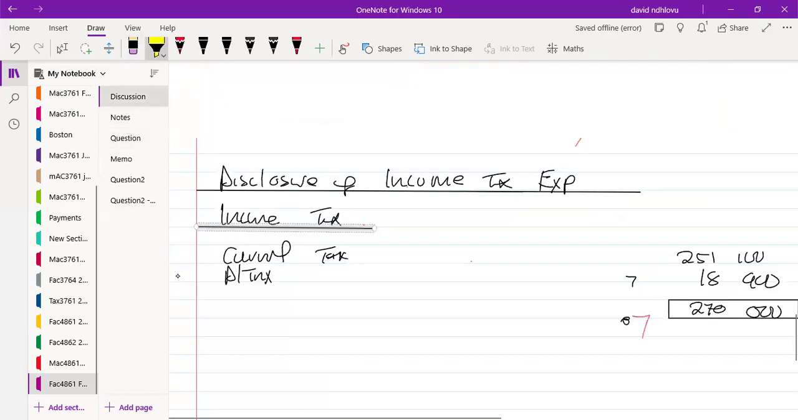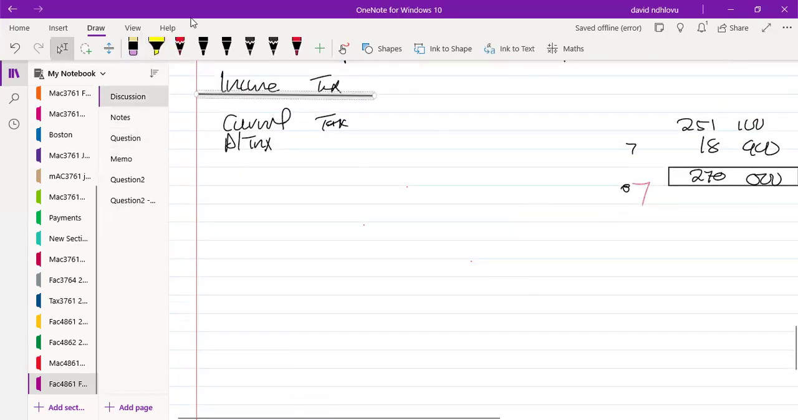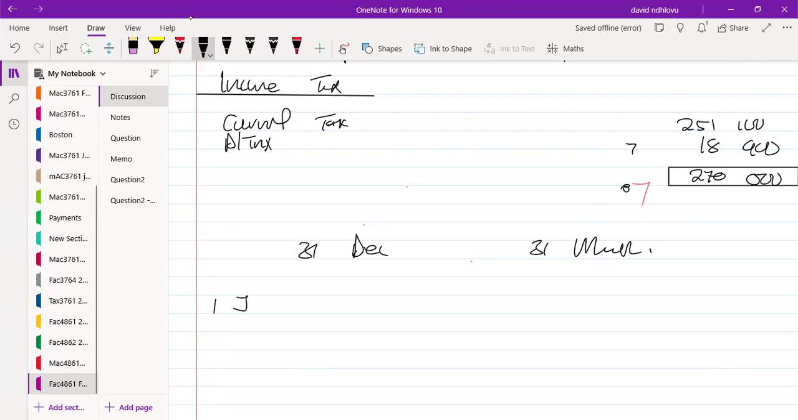So in other words, we are saying, right, SARS does allow me, let's say I'm a provisional taxpayer and my year is ending on 31 December. But the payment maybe is expected on 31 March of the following year. SARS can then allow me, say, give me an allowance to pay on 30 June. Right, 30 June, make my first payment. On 31 December, make my second payment.